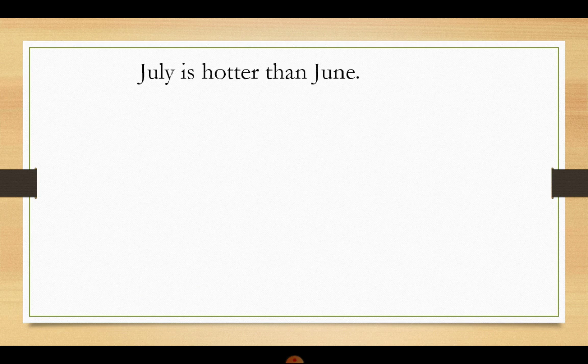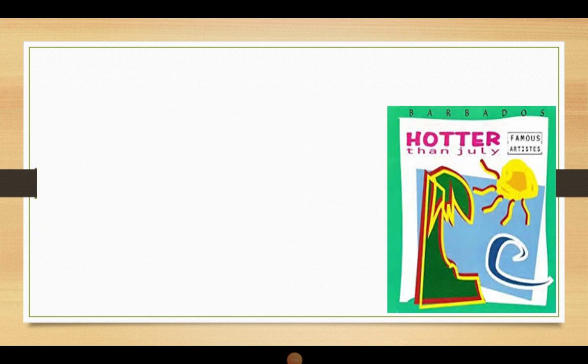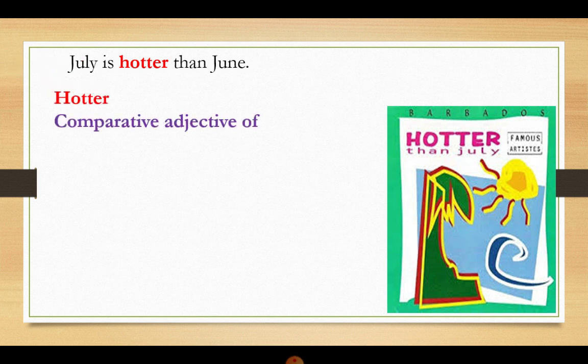July is hotter than June. Very good. The word hotter. Hotter, is it comparative or superlative? Exactly, it's a comparative. Why, teacher? Because here I have a comparison between two. July, two things, July and June. So in this case, if it is one to one, I add only ER. In this case, it becomes comparative.